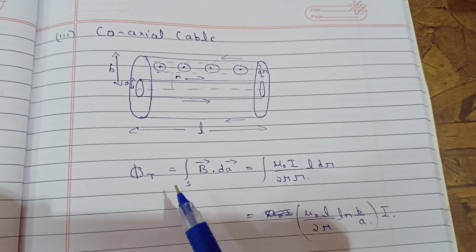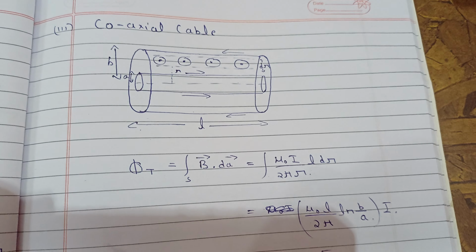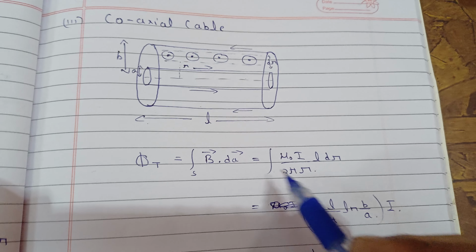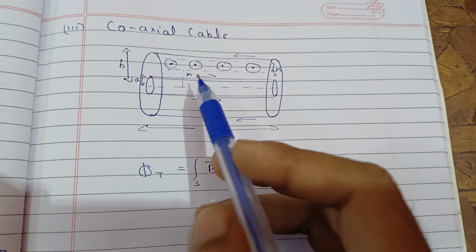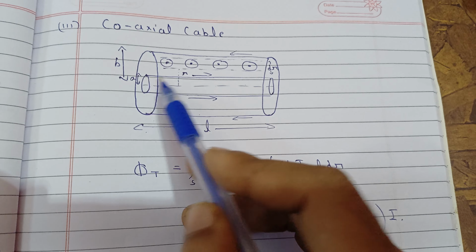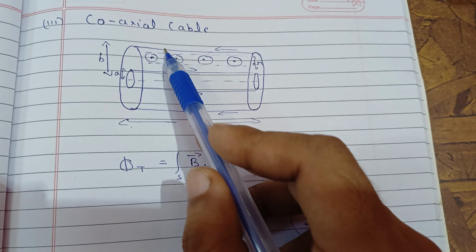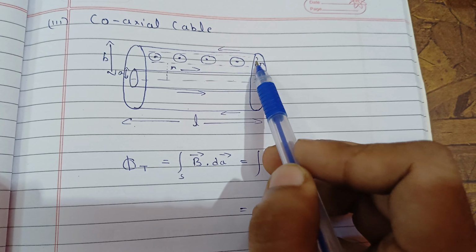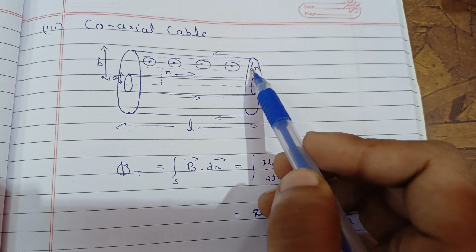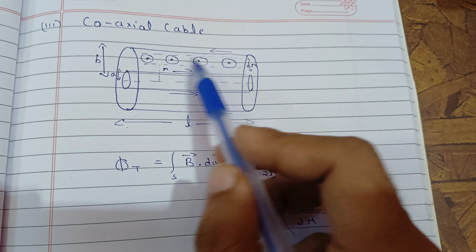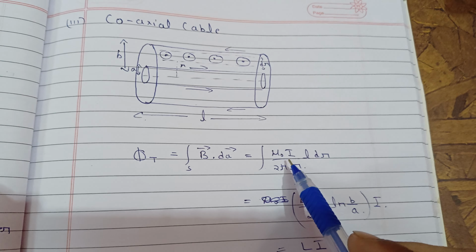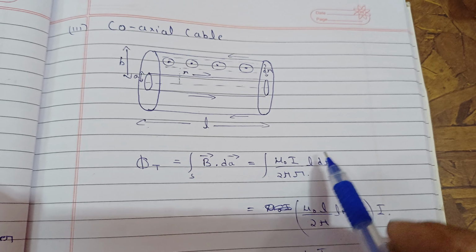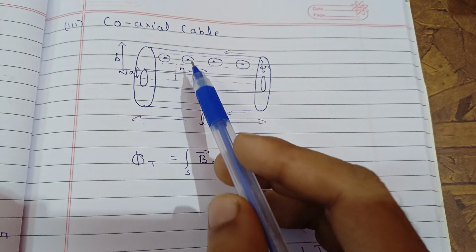So B dot dA, where B will be mu naught I by 2 pi r. Using Ampere's circuital law, we can see that this current is I, so it will be B dot dl equal to mu naught I. So B at distance r, and we need to consider this complete area. First let's assume this small distance dr at a distance r, and this length is L, so L dr will give you this area. So L dr multiplied by the magnetic field mu naught I by 2 pi r is the flux through this small loop.